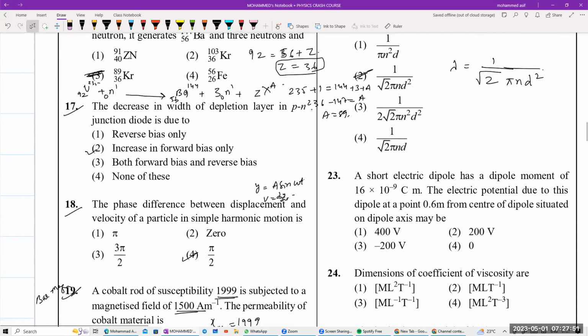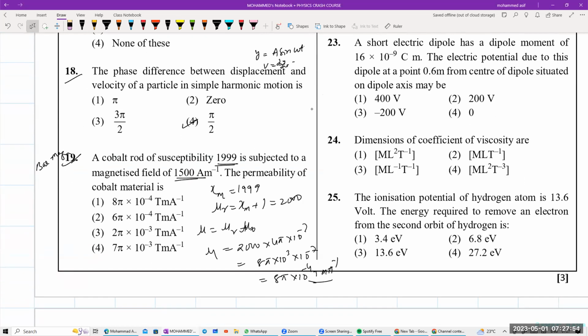Check. 22 electrostatics ka hai. 24, dimension of coefficient of viscosity will be equal to, viscosity ka formula F is equal to 6 pi eta r v. To eta is equal to, constants ke liye koi dimensions nahi rahega, isko nikal dijiye. So eta is equal to F divided by r into v. F matlab force, force is equal to mass into acceleration. Mass, acceleration ka dimension L t power minus 2 divided by r ka dimension L, velocity ka dimension L t power minus 1. So this will be equal to M L power minus 1 T power minus 1. So this will be the third option.